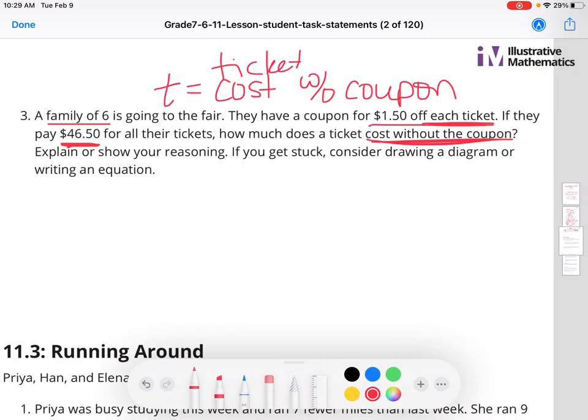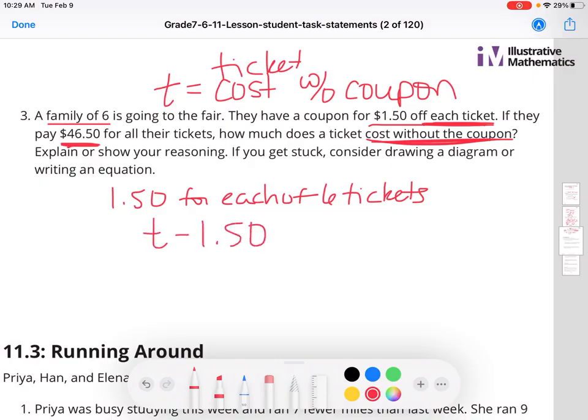Okay, and they have a coupon for each ticket, so I know that they used a coupon of $1.50 for each of the 6 tickets. And then I know they purchased 6 total tickets. So for each cost of the ticket, we had to remove $1.50 off of that for the coupon. And we bought 6 of these tickets. So the cost of the discounted ticket would be T minus $1.50. And we purchased 6 of those and spent a total of $46.50. So now I have my equation.